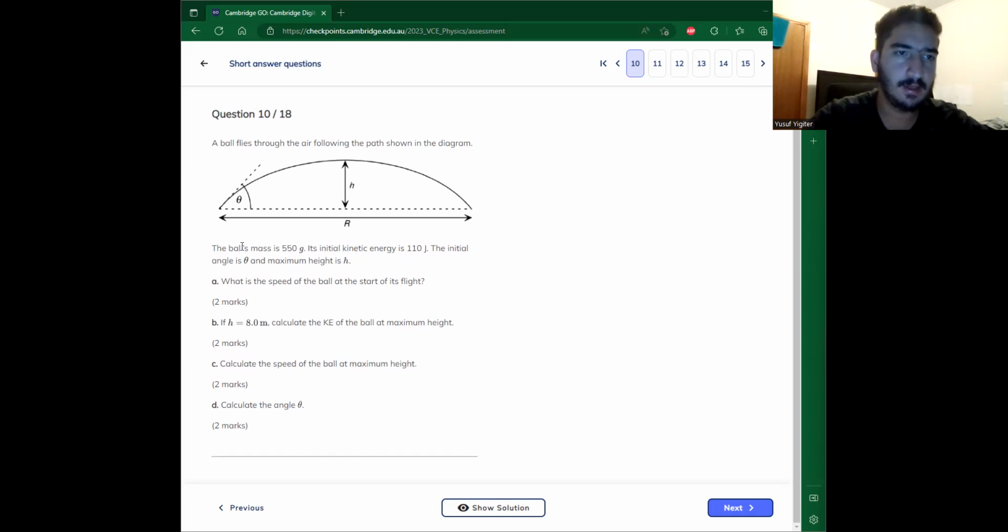Now calculate the angle theta. Hmm. Given we did all of this, can I say the speed at maximum height, Vy equals 0, so Vx has to equal 10.7? Yes, because that's the only component left. So we know that Vx equals 10.7. Correct. Now, but what is Vy?